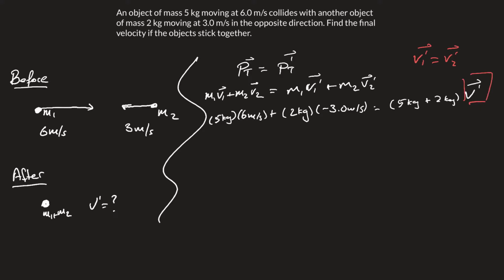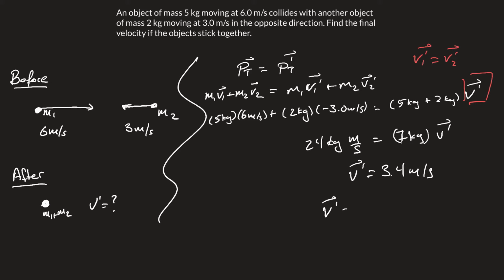So we can solve the left. It's going to be 24 kilogram meters per second. It's equal to 7 kilograms times whatever v prime is. And we can then simply say that v prime is going to be 3.4 meters per second. Since it's a positive value, v prime is 3.4 meters per second, and right was our positive direction. So we're going to say to the right.